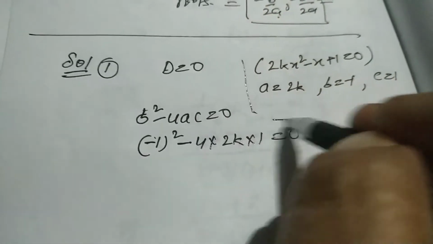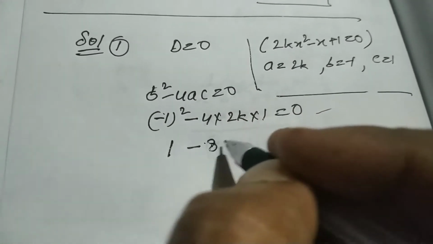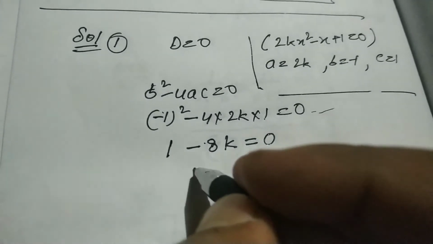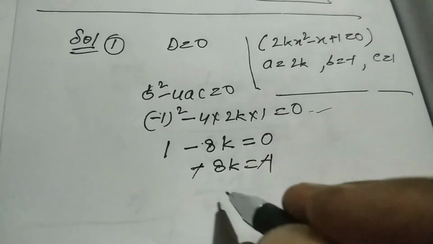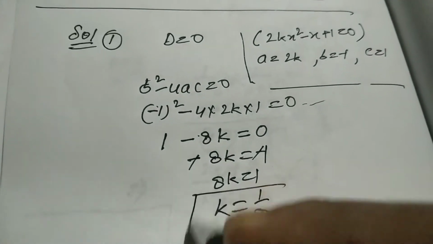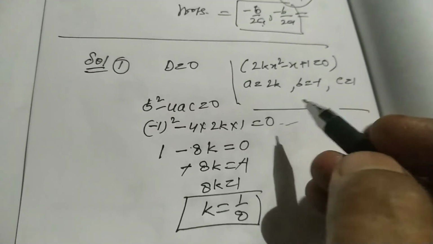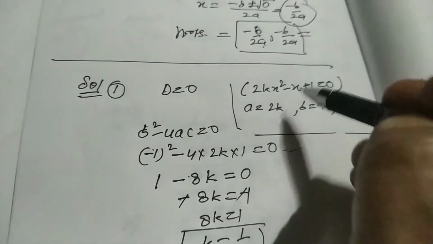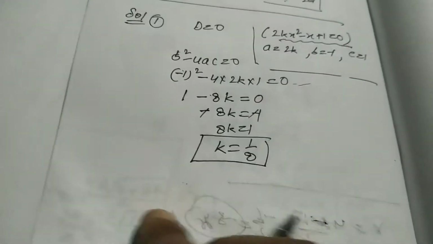Right, then (−1)² is 1, minus 4 into 2, 8k, into 1, 8k, is equal to 0. Then −8k is equal to −1, minus minus cancel out, that is 8k is equal to 1, then k is equal to 1 upon 8. That means if I put k is equal to 1 upon 8, then this quadratic equation has equal roots, right, for this k.